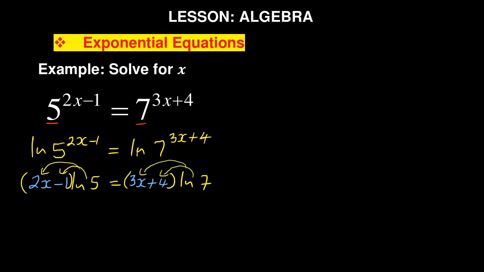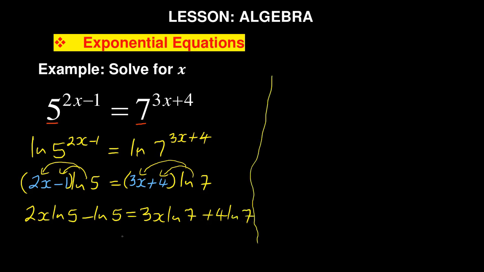So you're opening the bracket, so that is ln 5 times 2x. You have got 2x ln 5 minus ln 5, which is 1 times ln 5, is equal to 3x ln 7 plus 4 ln 7.